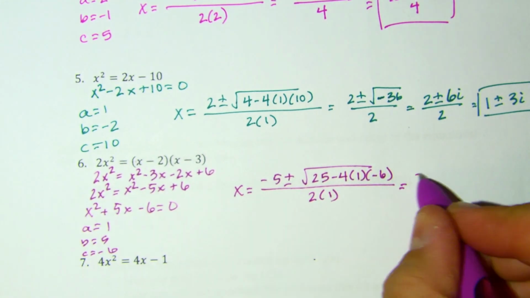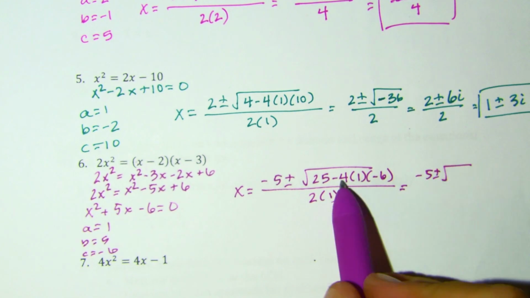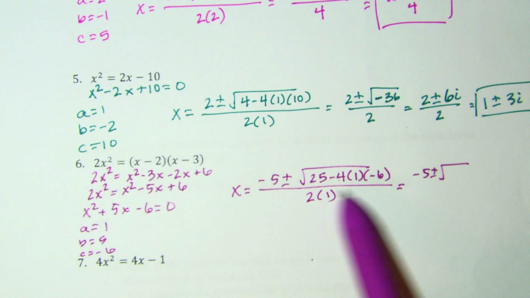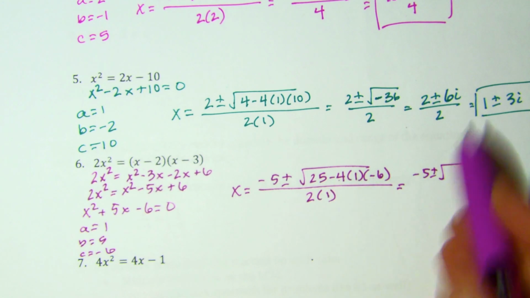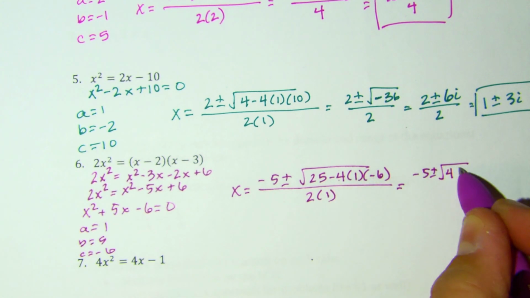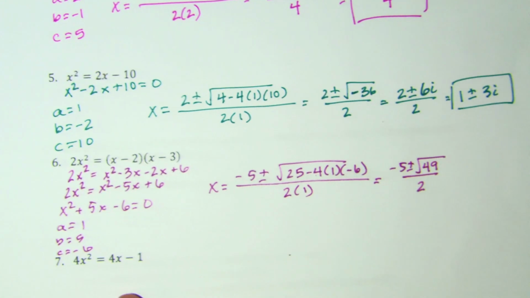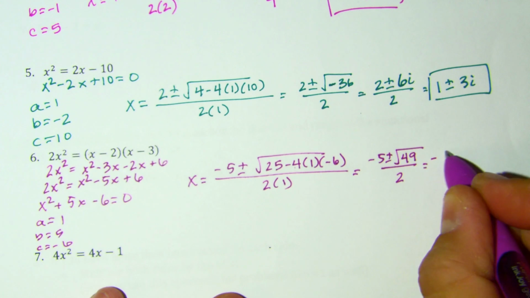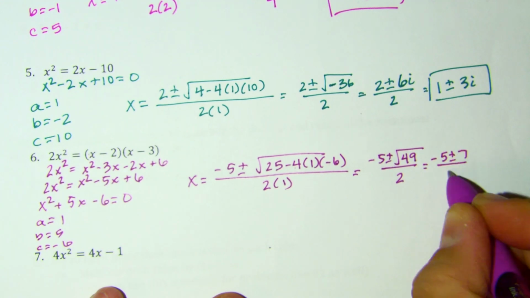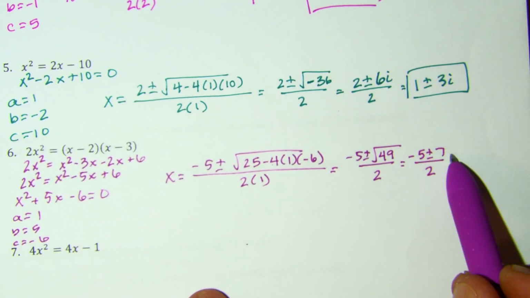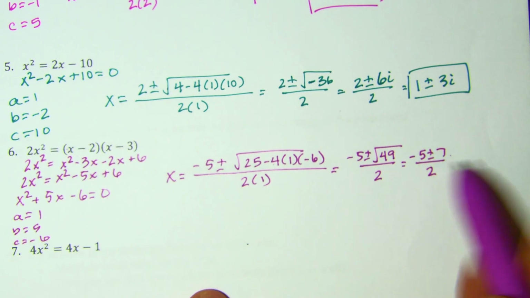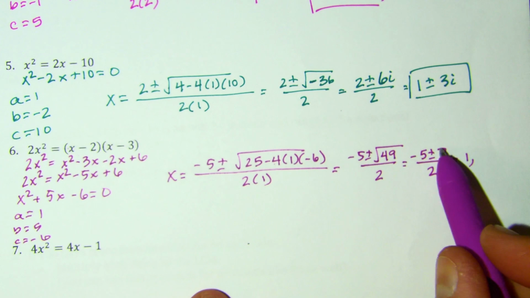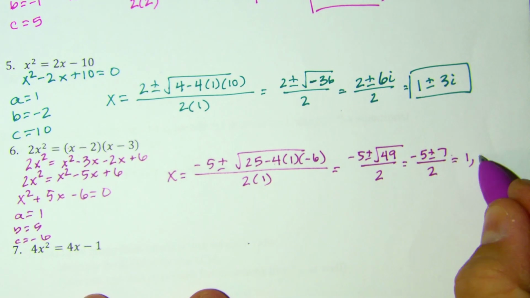Negative 5 plus or minus, and here we have 4 times negative 6 here. A negative times a negative is going to become a positive. 24 plus 25 is 49 over 2. Well, we know the square root of 49 is 7, so what I have here is negative 5 plus or minus 7 over 2. Negative 5 plus 7 is 2. 2 divided by 2 is 1. Negative 5 minus 7 is negative 12. Negative 12 divided by 2 is negative 6.